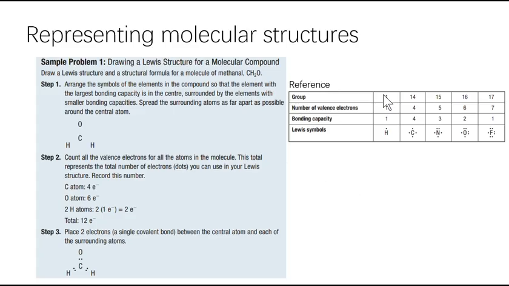So here's a table for reference. As you can tell, carbon has the largest bonding capacity of 4, while hydrogen only has 1 and oxygen has 2. Step number 2, count the valence electrons for all the atoms in the molecule and record the total number. Step number 3, place 2 electrons between the center atom and each of the surrounding atoms. So we've got a diagram like this.